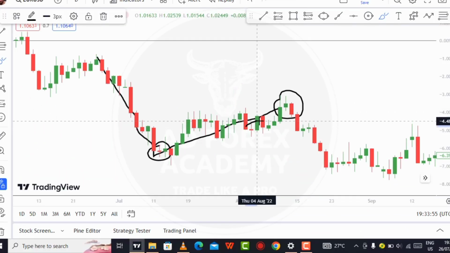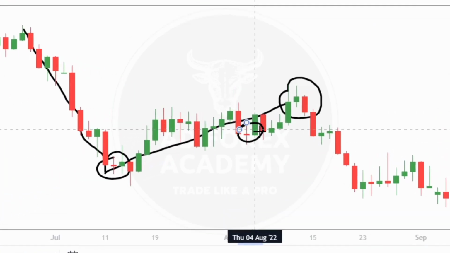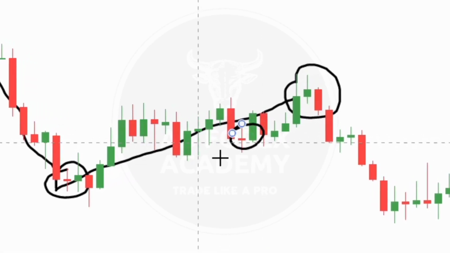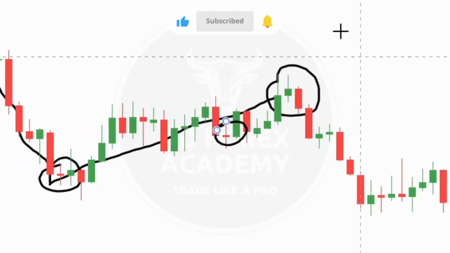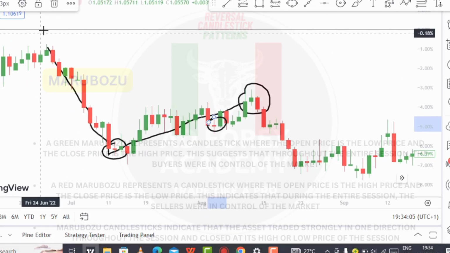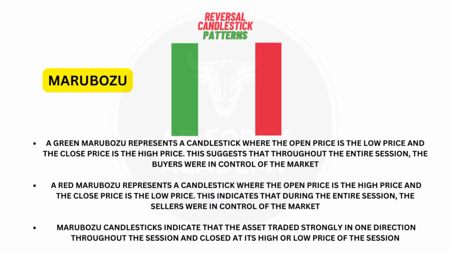However, it is crucial to remember that spinning tops may appear between charts, and in such cases, they don't hold any significant meaning unless they are at support or resistance levels. Now let's move on to the Marubozu pattern. This one signifies substantial activity from either the sellers or buyers in the market.